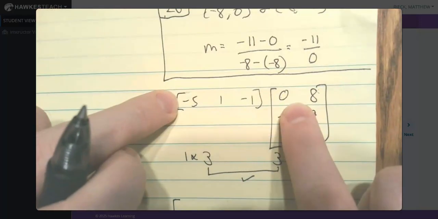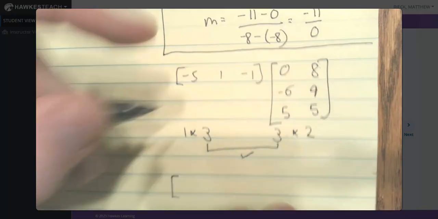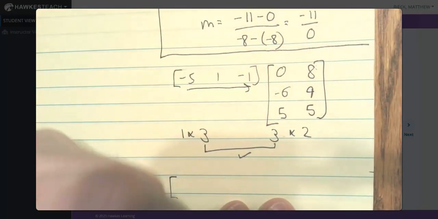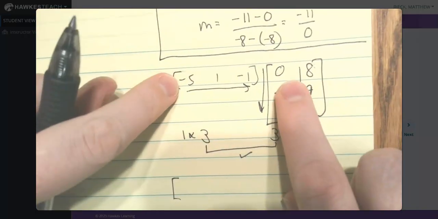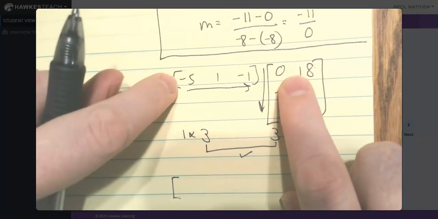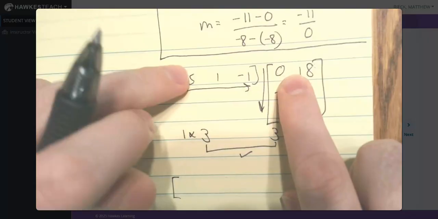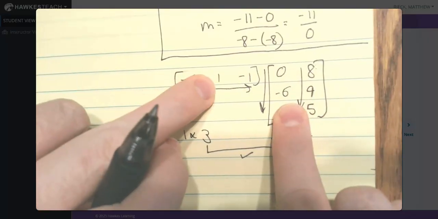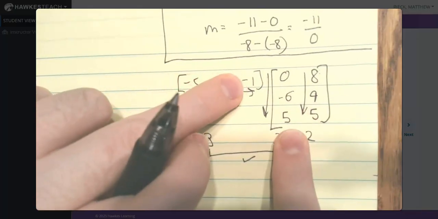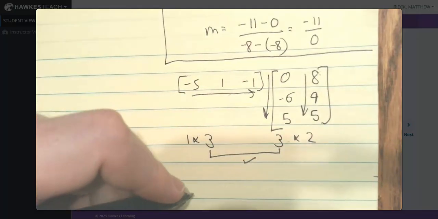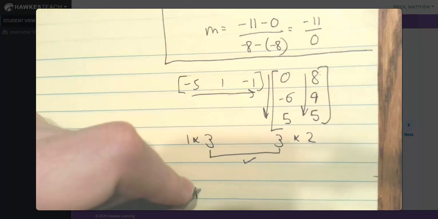So to find those entries, we're just going to march across the row and down the corresponding columns. Starting with the first column, we have negative 5 times 0, which is 0, plus 1 times negative 6, so we're at negative 6, plus negative 1 times 5, sorry, that's going to be negative 5. So negative 6 plus negative 5 is negative 11.